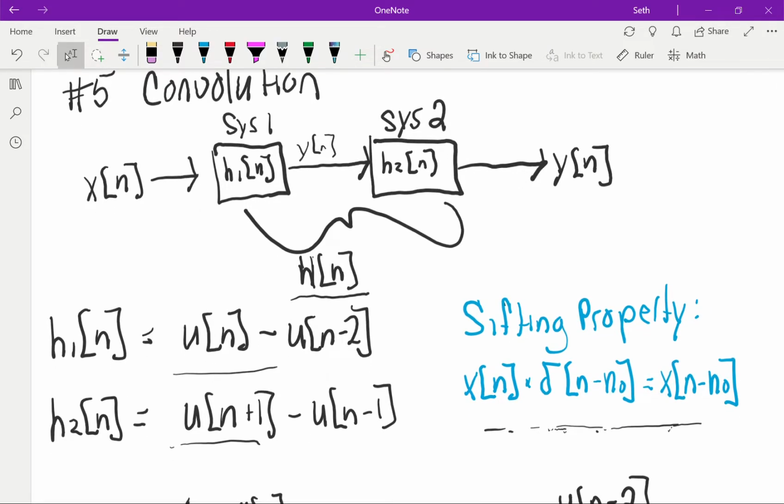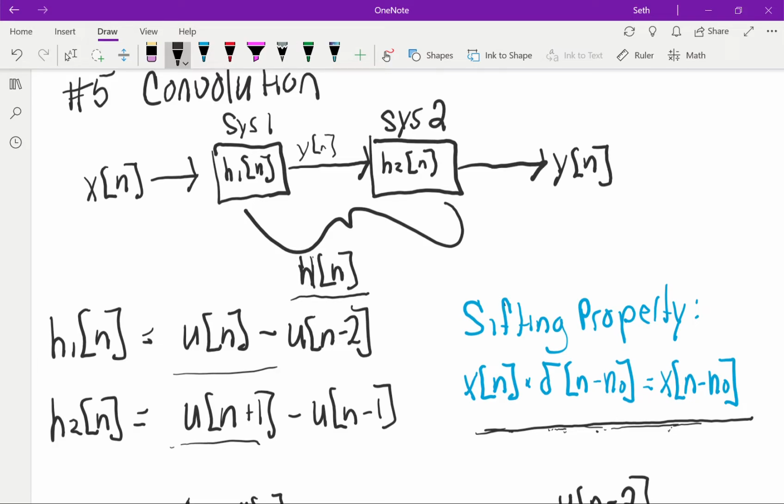h1 of n is given as u of n minus a shifted unit step function. h2 is a shifted unit step function minus another shifted unit step function. Part A, we're going to find the overall impulse response of the system, h of n. The way we're going to do this is by making use of the shifting property I have written here in blue.